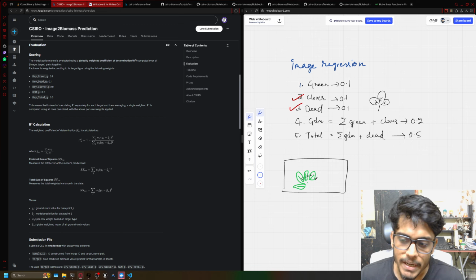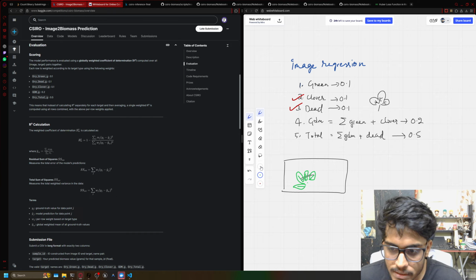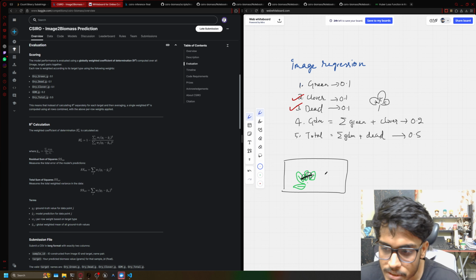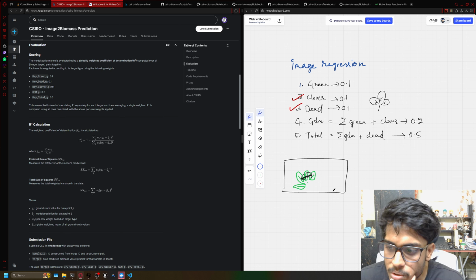But when you are giving us the photo of this top down view, this particle is completely hidden. You can only see these small portions here. From this we have to predict how much deadness is there. So this was a major challenge in the competition. The major challenges were to predict Clover and Dead.